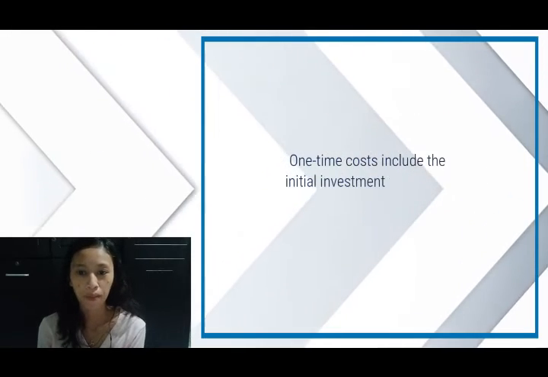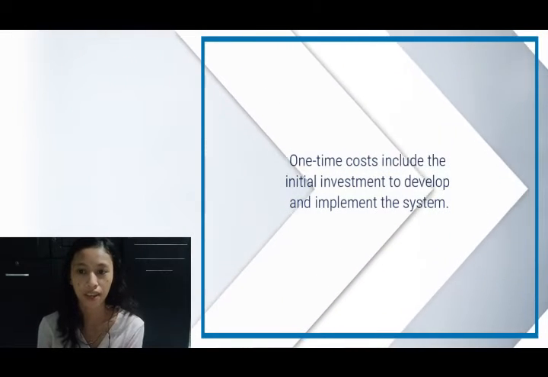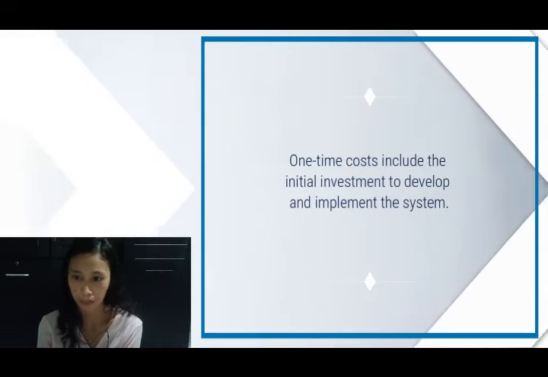In the application of cost-benefit analysis, we should know how to identify cost. And in identifying costs, we must use the method of dividing them into categories: the one-time cost and the recurring cost. In this part, one-time cost will be tackled and the other category will be discussed in the succeeding video. One-time cost. One-time costs include the initial investment to develop and implement the system.